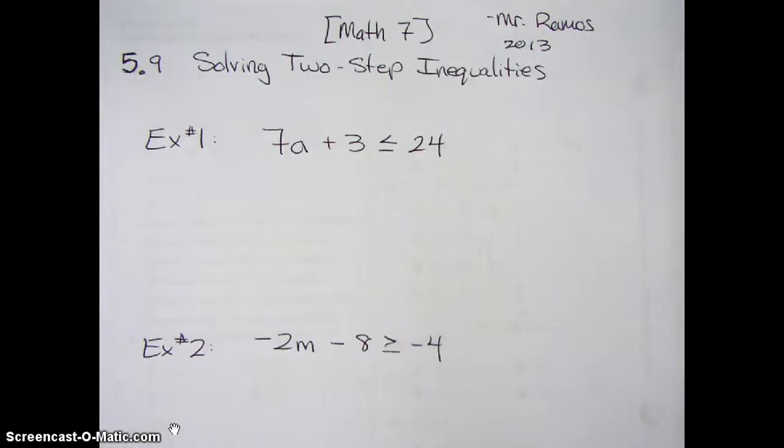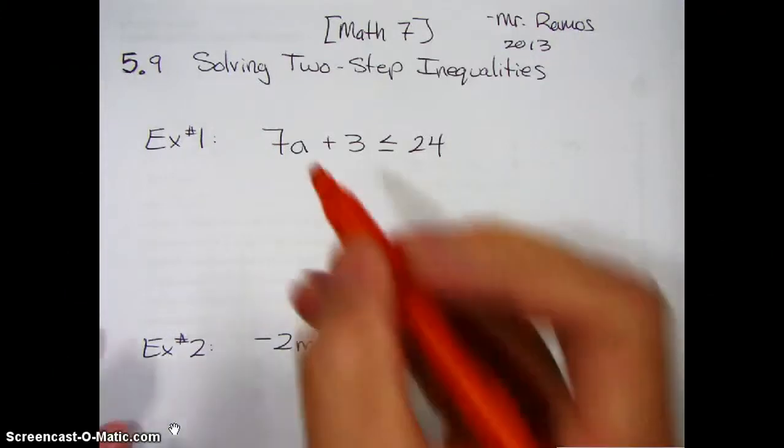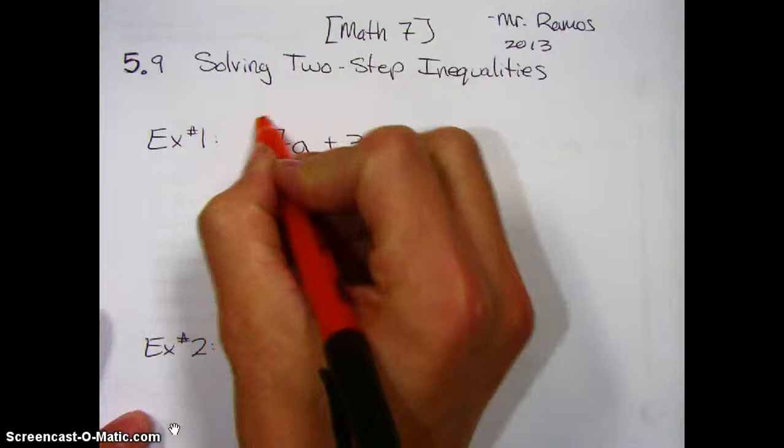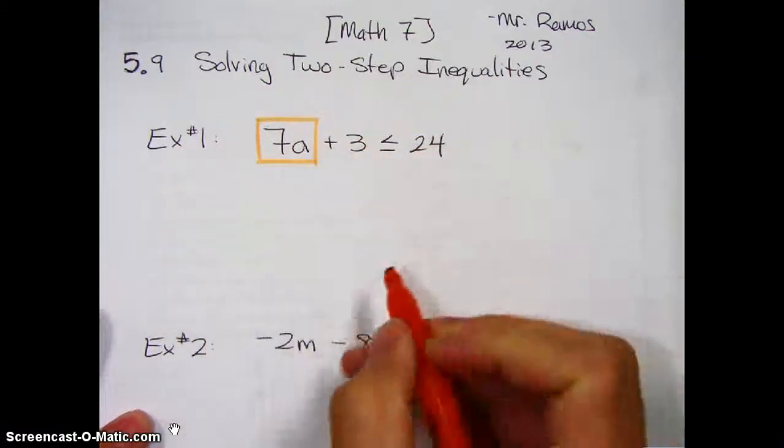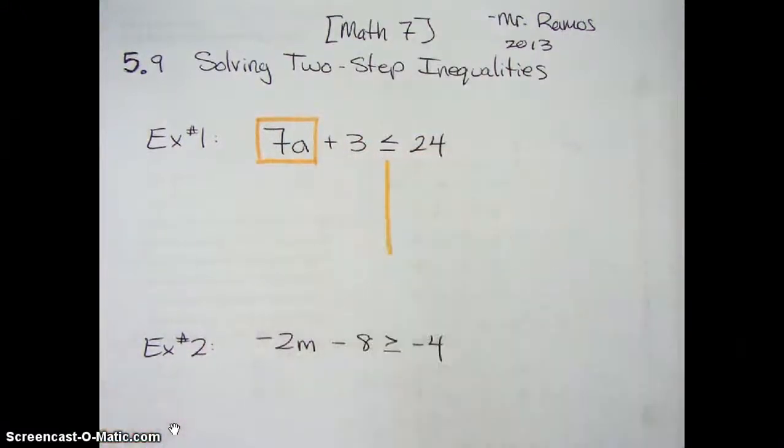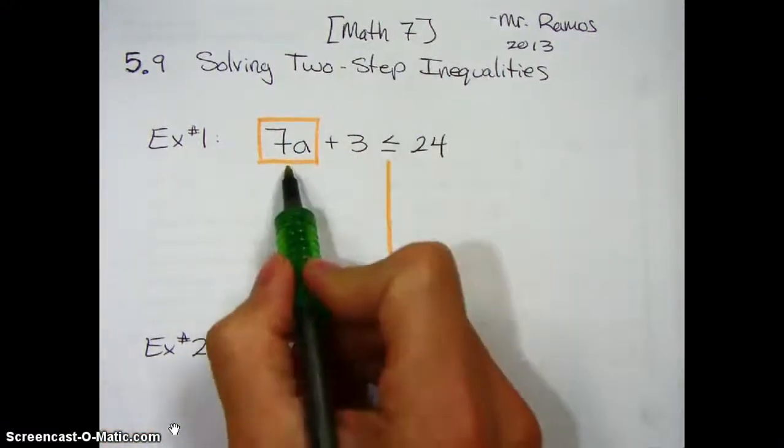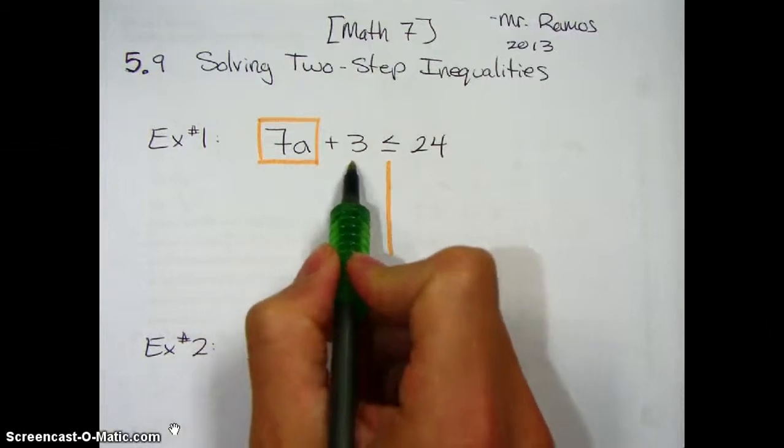Alright, so this is a video on solving two-step inequalities. First thing you want to start off with is find where the term is with your variable. If I start with that, that's going to help me because I'm going to now notice that this is the side I'm going to deal with.